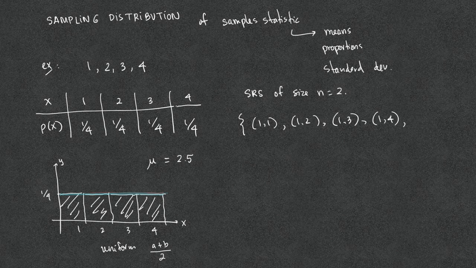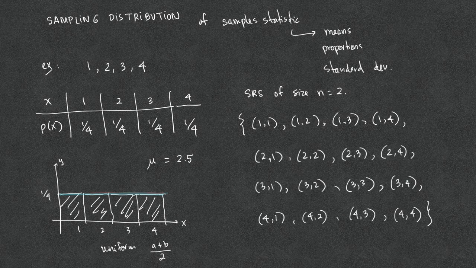So far, there are 4 samples here. Each sample has the size of 2. We're going to list all 16. Now, we are interested in the sampling distribution of the sample means, or the sample average. So we're going to compute the average of each of these samples. What that means is that we will end up with 16 numbers. Each number represents the average, or the mean, of each sample.